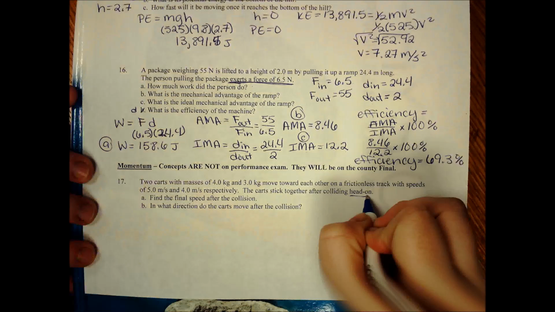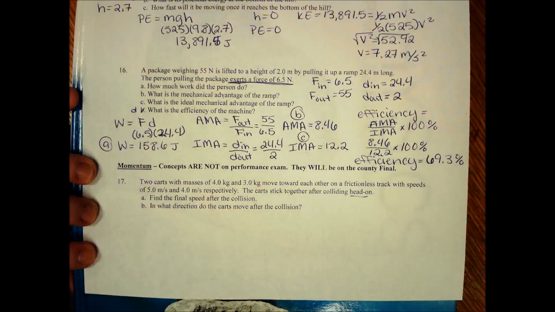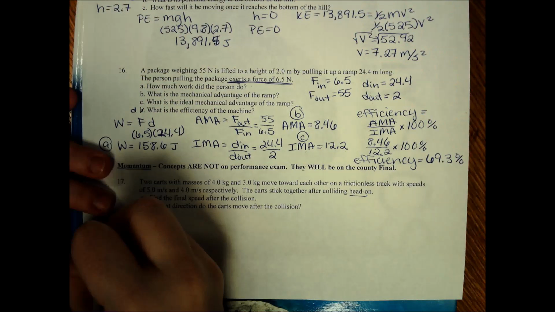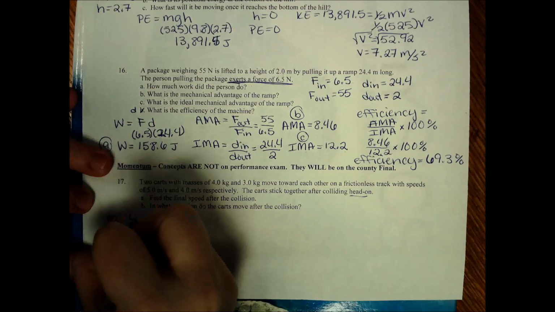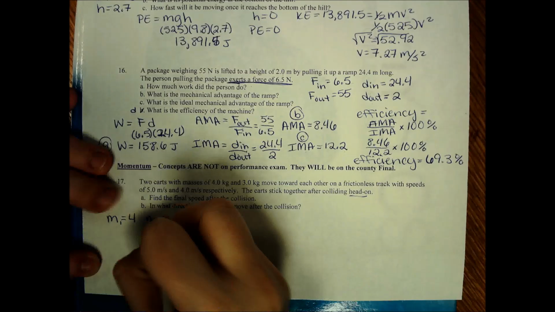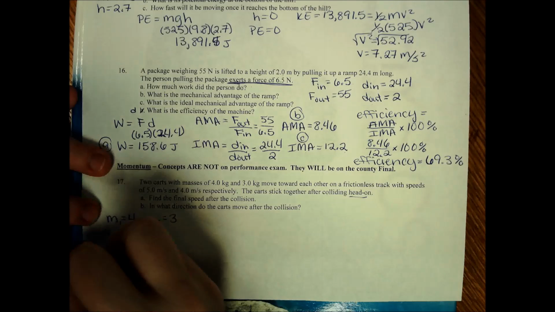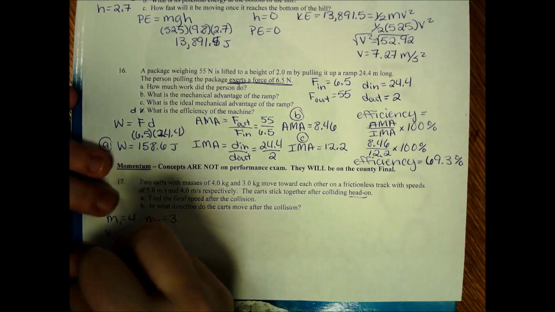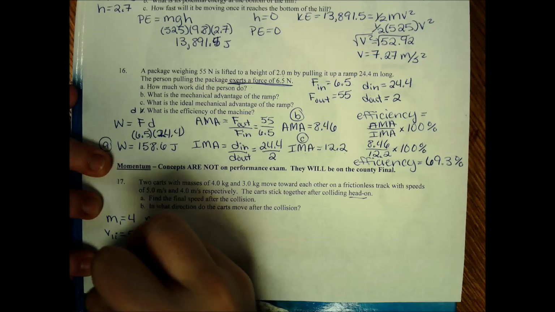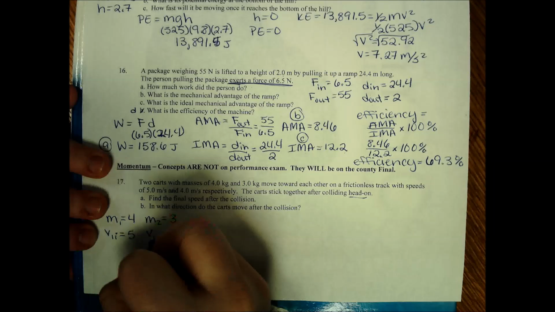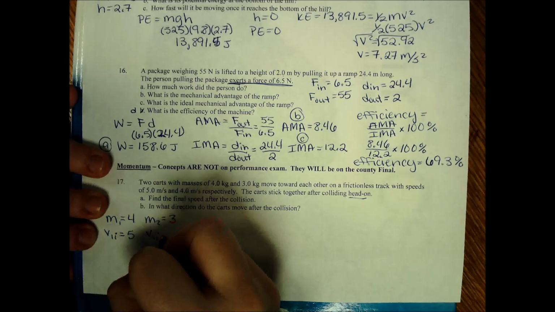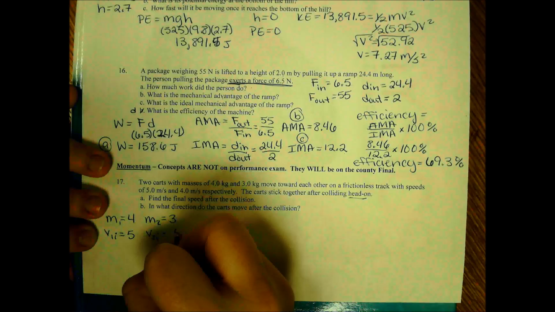So this is a head-on collision, which means we're going to have to do something squirrely. So let's list out what we have. We have M1 is 4, M2 is 3, V1 initial is 5, and V2 initial is 4.